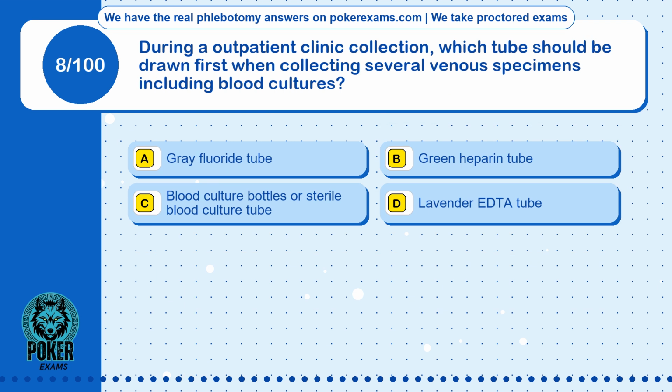Question 8. During an outpatient clinic collection, which tube should be drawn first when collecting several venous specimens including blood cultures? Option A, gray fluoride tube. Option B, green heparin tube. Option C, blood culture bottles or sterile blood culture tube. Option D, lavender EDTA tube.